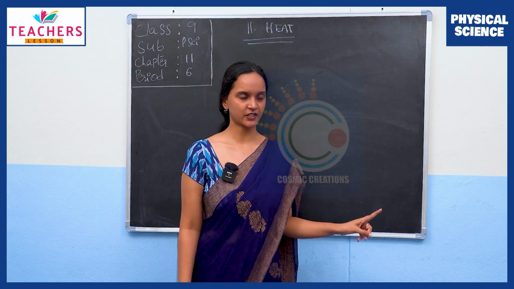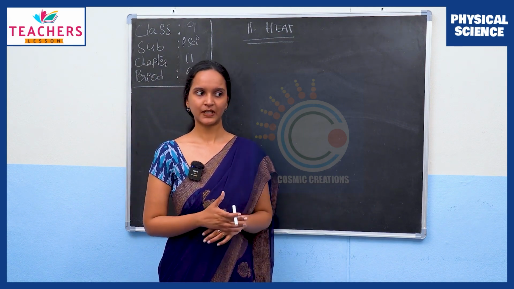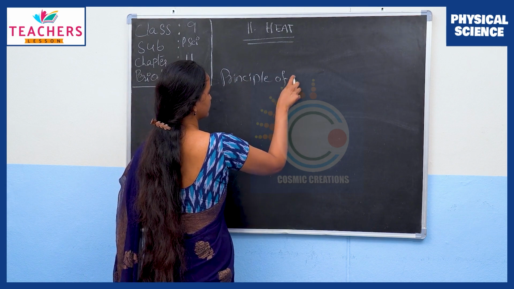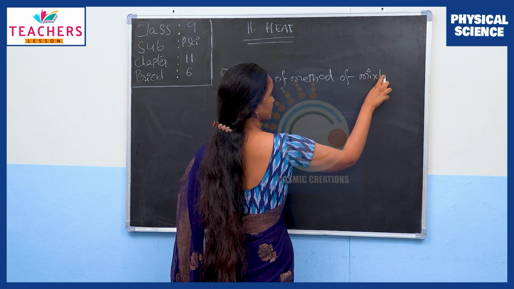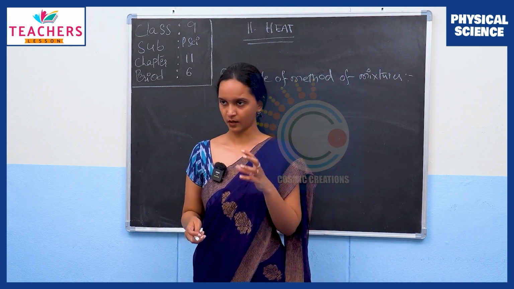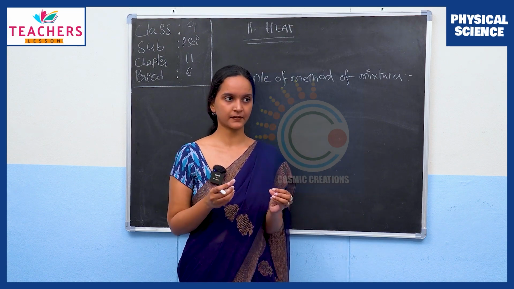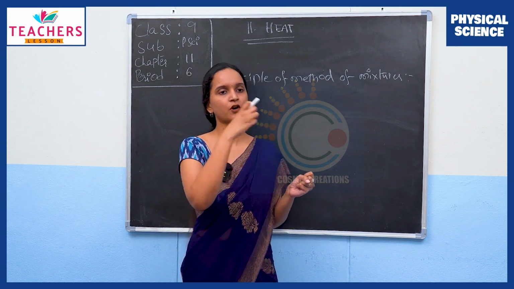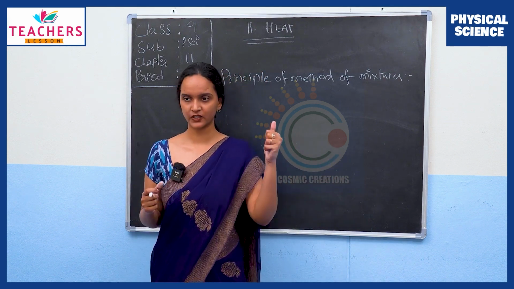What have we discussed in our previous session? We talked about the principle of method of mixtures. What does this mean? When two or more objects or samples of liquids with different temperatures are mixed, the heat is lost by the hot bodies and the same amount of heat is gained by the cold bodies. That is what the principle of method of mixtures is.